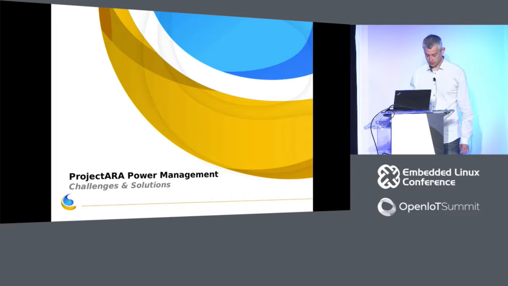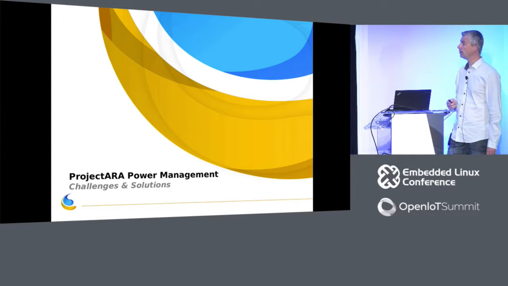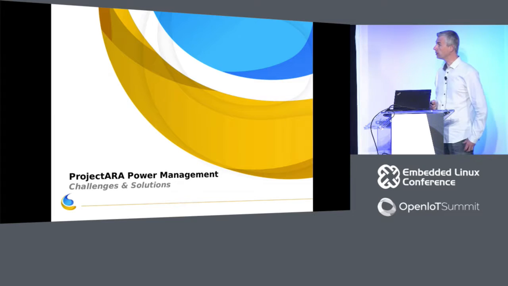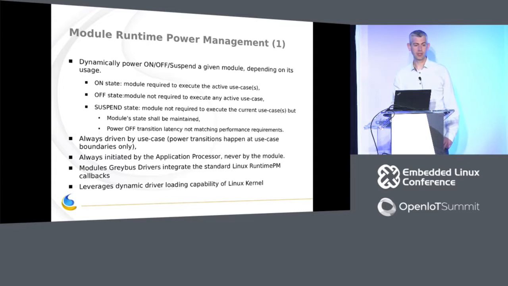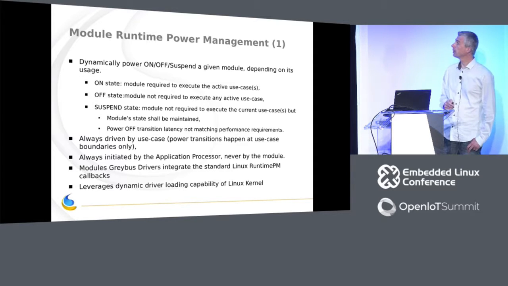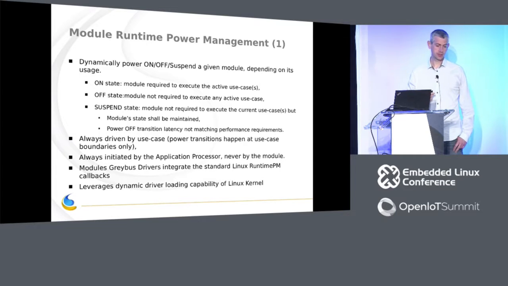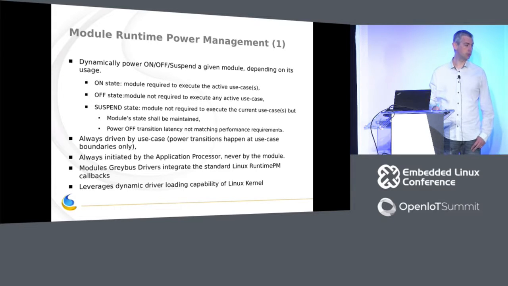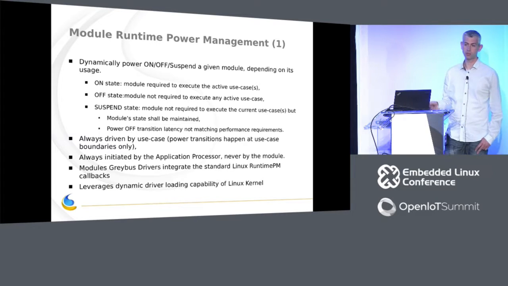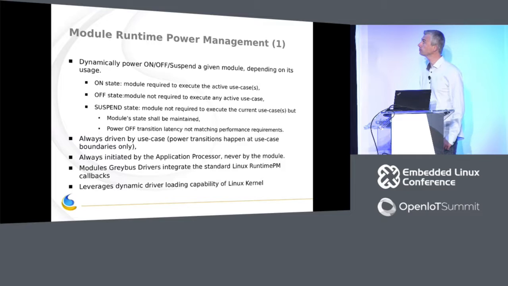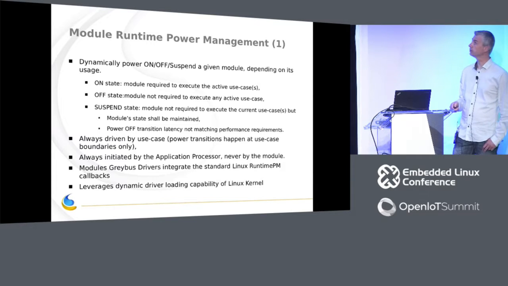Given this architecture, now let's talk about the challenges and what solutions we have found. First, the biggest one is the runtime power management of modules. What we want to achieve is being able to dynamically power on, power off, or suspend a module, depending on the active use cases. So for instance, when we start the camera application, we want a camera sensor in a module to turn on. And when we stop the camera application, the module should also be powered off. That's the kind of functionality we want to achieve.